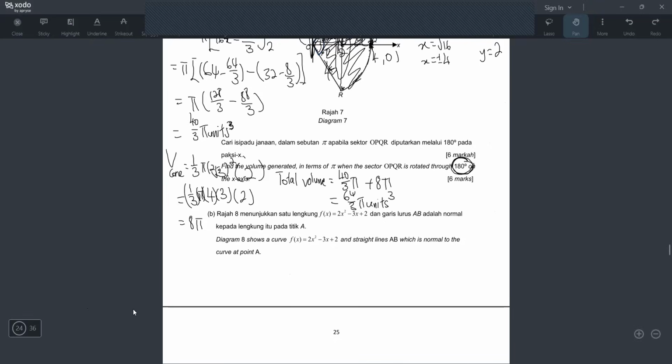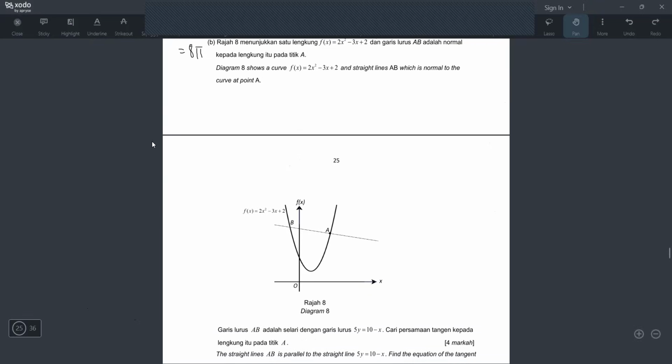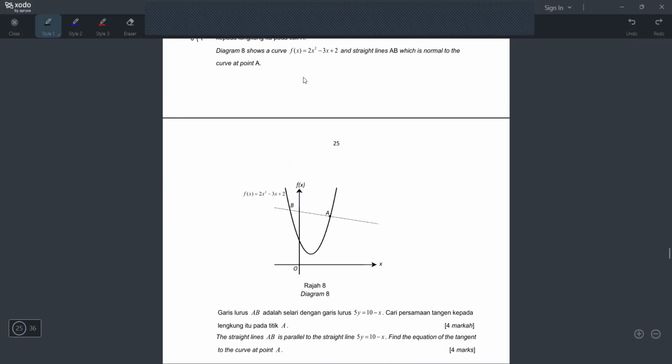Okay, question B. Question B says what? I think for B, the diagram is here. Diagram 8 shows a curve f(x) equals 2x squared minus 3x plus 2. They already wrote down the equation for me. Straight line AB is normal to the curve at point A. What does it mean by normal? So the AB line is the normal line.